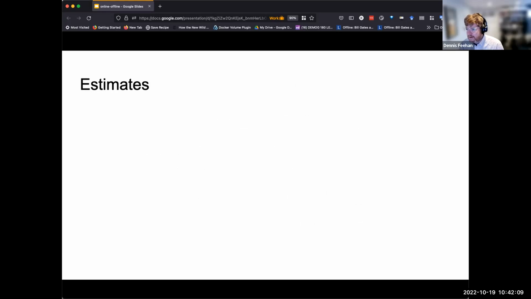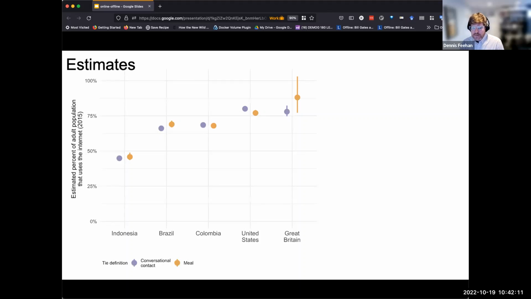Okay, so now let's talk about the estimates. This plot shows the estimated rate of internet usage in 2015, which is when these data were collected, by country. And again, the colors are the different tie definitions. The first thing that leaps out to me is that the estimates are pretty similar between these 2 tie definitions. And then also note that the sampling variance is pretty low.